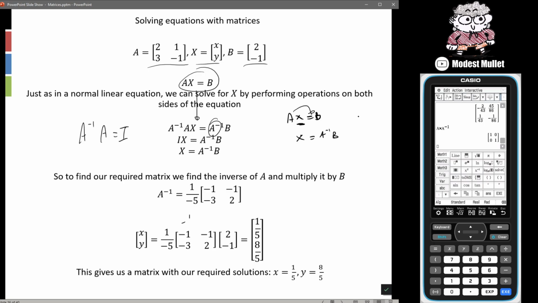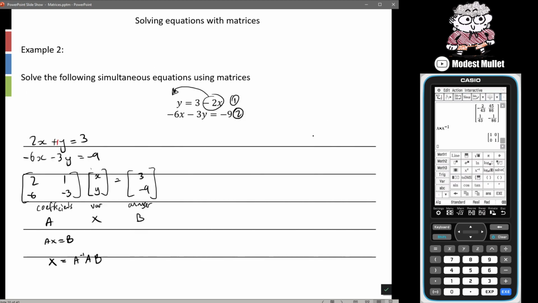If I had another example, if I had XC is equal to D, and I'm trying to find out what X is, since the C is at the end, I'm going to put the inverse of C at the end. So whichever side the matrix that we're moving is on, we need to put the inverse on the same side of it. But almost all the time you're going to set it up where the matrix we move is on the left. So over here we're going to have the inverse on the left as well.